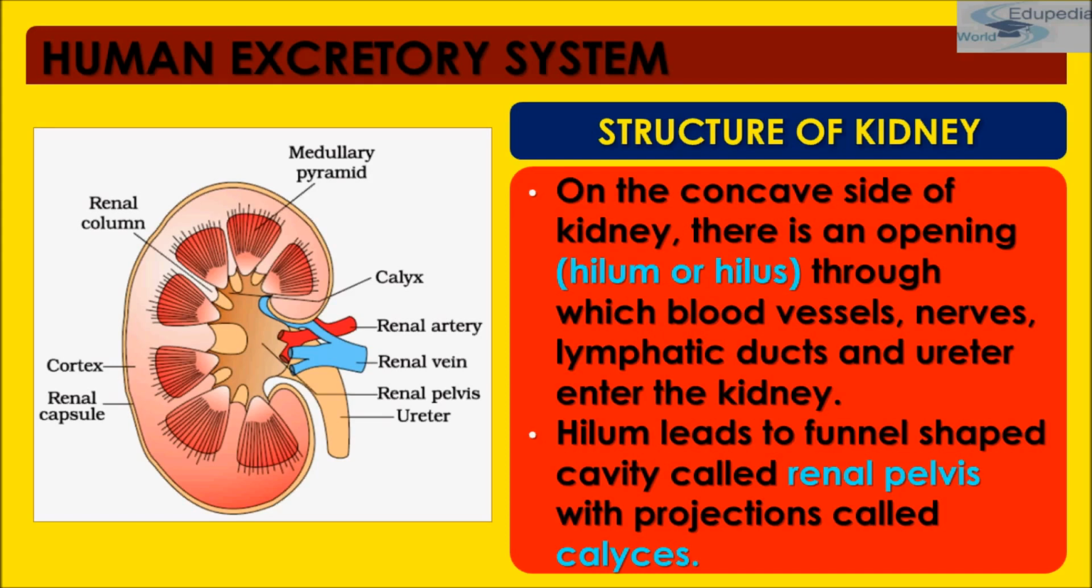The hilum leads to a funnel shaped cavity. This is the hilum part. The inner notch is called the hilum, and it leads into a funnel shaped cavity, which we call the renal pelvis. This is the renal pelvis with projections called calyces, and then it moves into the ureter. This is the ureter.